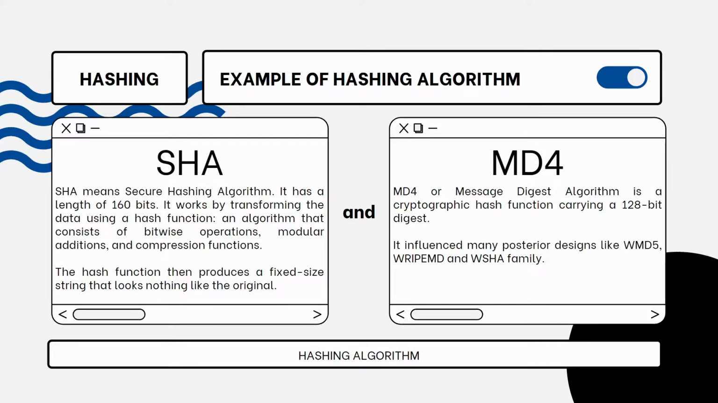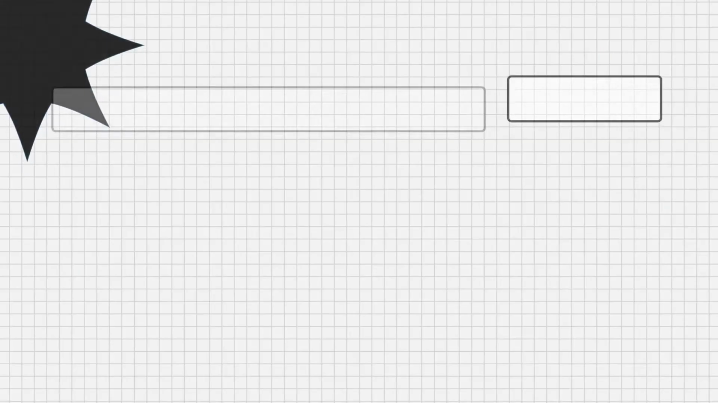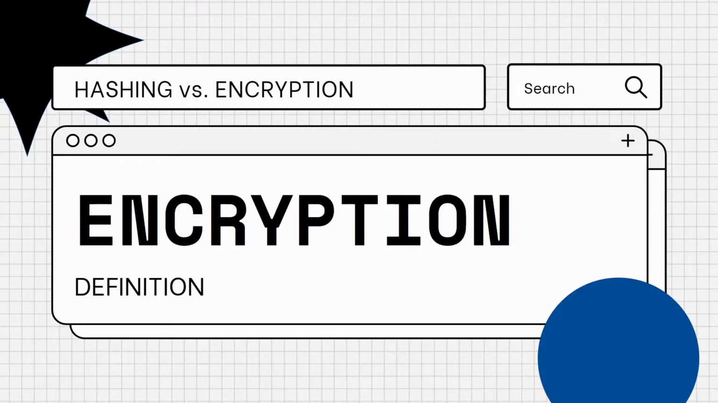Another algorithm is MD4, or Message Digest algorithm, a cryptographic hash function carrying a 128-bit digest. MD4 has a security flaw due to the first collision attack found in 1995. It influenced many posterior designs like MD5, RIPEMD, and the SHA family.